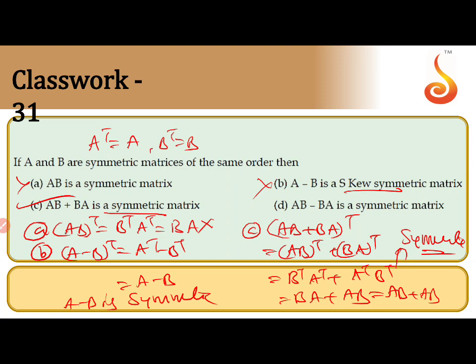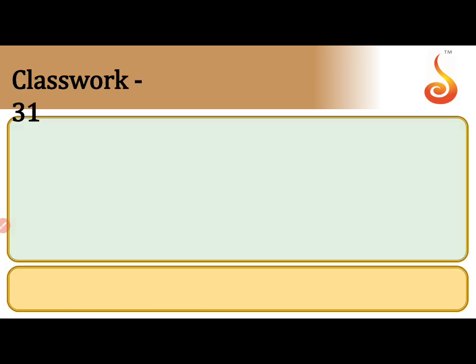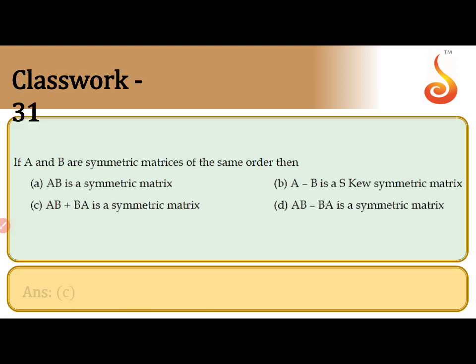So when you want to check symmetry or not, you can take the transpose of the given expression. If you get the same expression, it is symmetric. If you get the minus of it, it is skew symmetric. Otherwise, it is neither symmetric nor skew symmetric. What option is correct here? Option C is correct only. Check the answer. Option C is the right answer. Next question.